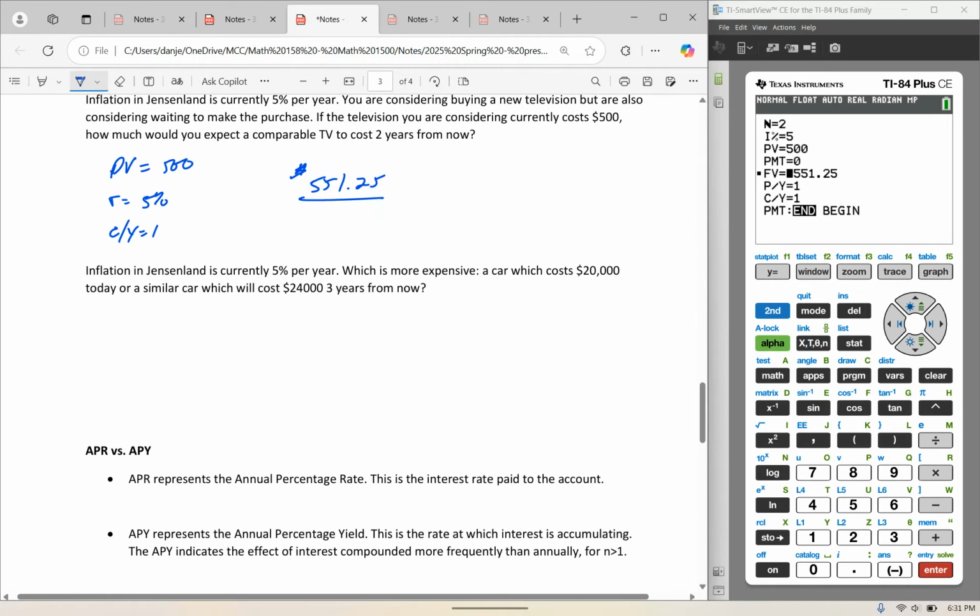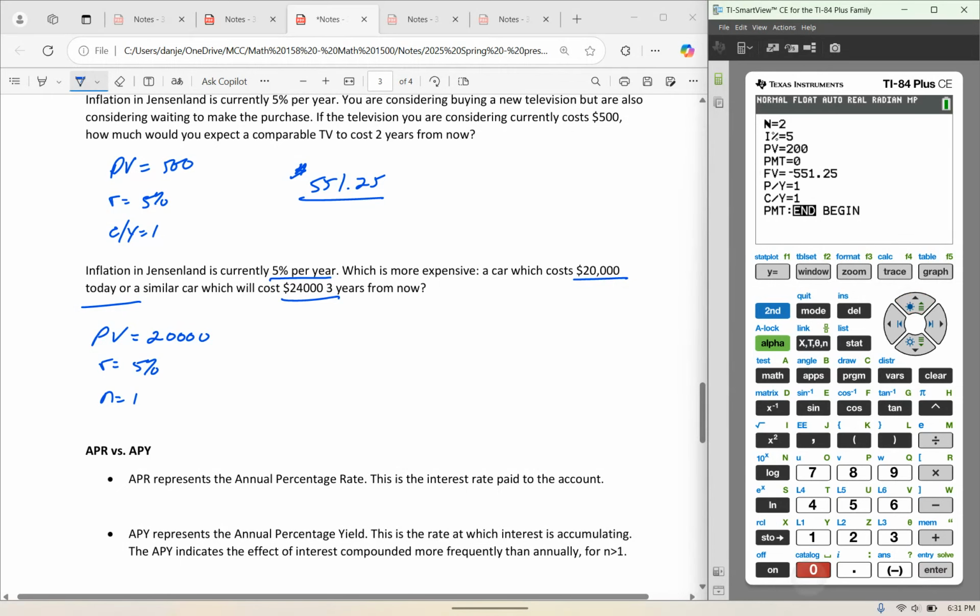Inflation in Jensen land, let's say, is still 5% per year. Which would be more expensive, to buy a car which costs $20,000 today, or a car which 3 years from now will cost $24,000? I think what I'm going to do is look at the present value of the car that's worth $20,000. If my growth rate, my inflation rate is 5% annually, what will that cost be in 3 years?